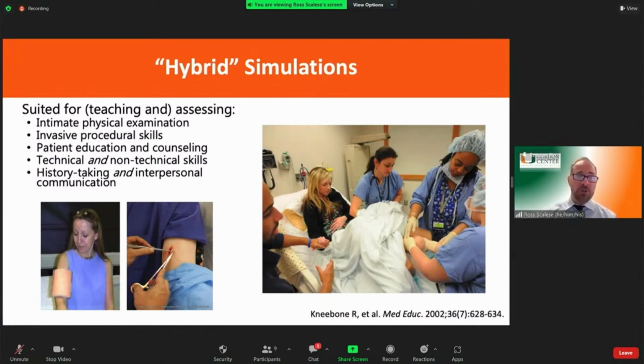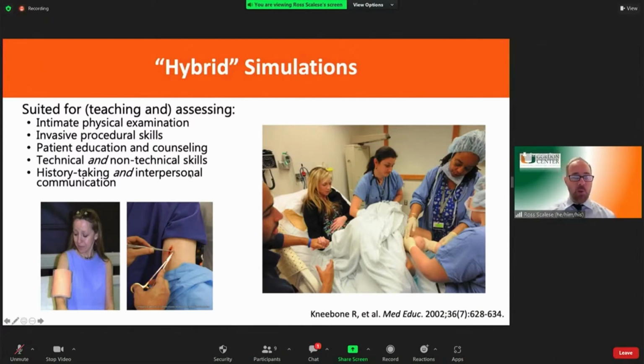Okay. Talking to patients, though, and educating them and counseling them isn't something that works well for a mannequin. So combining an SP with a task trainer or even a full body mannequin will allow you to test multiple competencies at the same time. I think that these are probably some of our most authentic forms of assessment, because you can get both the technical and the non-technical skills.